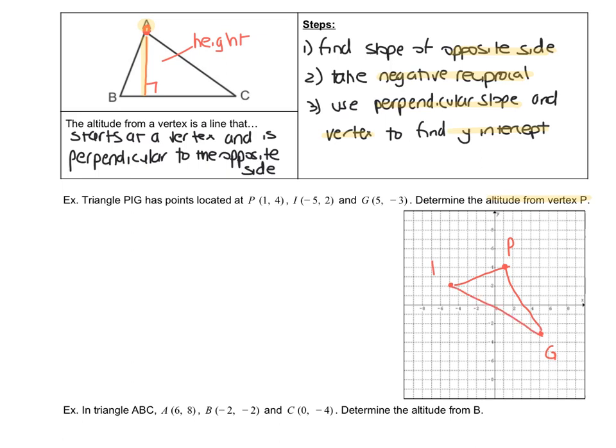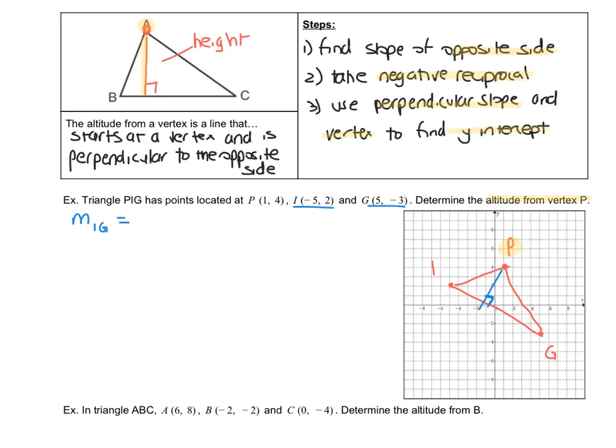Now I want the altitude from P. So I know I'm going to start here, and then I'm just going to draw what my height would look like from P. So that's what I'm looking for. And just drawing this and the fact that I drew this right angle tells me that I want to find the slope of IG so I can take a negative reciprocal. So I'm just going to look at IG and I'm going to label slope of IG.